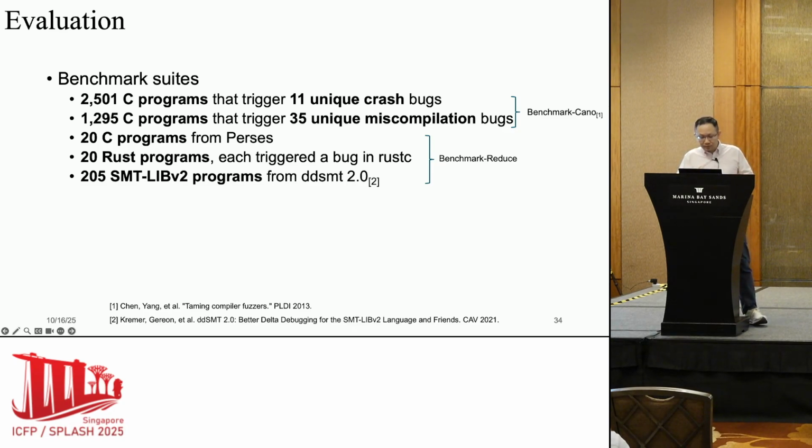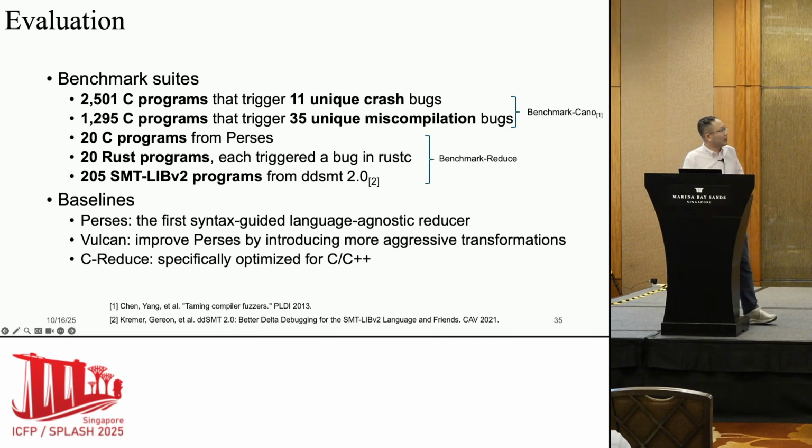So we use 3 baselines, Perses, Vulcan. They are the state-of-the-art language-agnostic reducers, and we also use C-Reduce as the casual comparison. C-Reduce uses a lot of C-specific transformations to help the reduction.